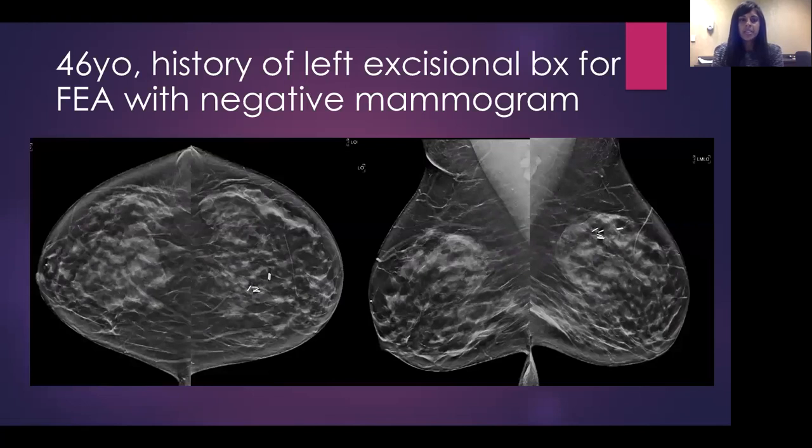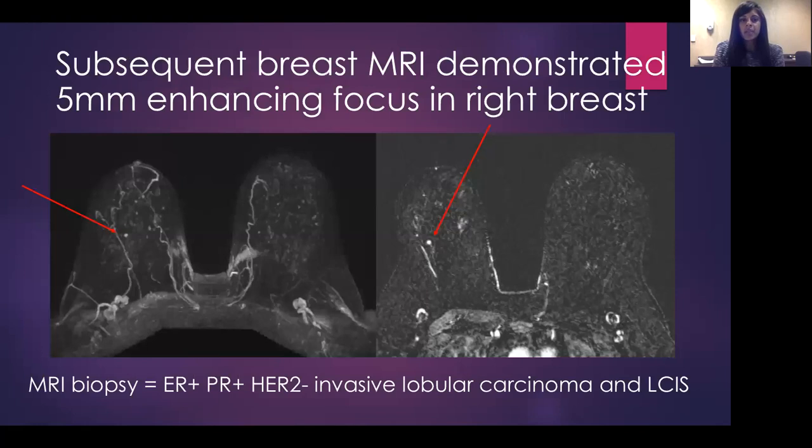So this is an example of a 46-year-old woman who had a history of a left excisional biopsy for flat epithelial atypia. So she had a negative mammogram, and 6 months later, she had a breast MRI, which basically showed this 5 millimeter enhancing nodule in her right breast. This is a unique focus compared to the rest of the breast tissue. So this did undergo an MRI biopsy, which ended up yielding an ER/PR positive HER2 negative invasive lobular carcinoma.